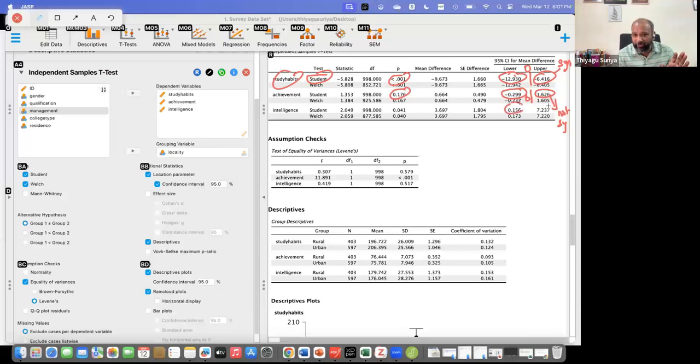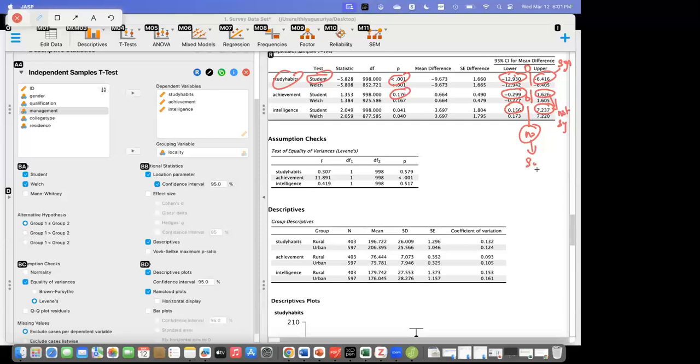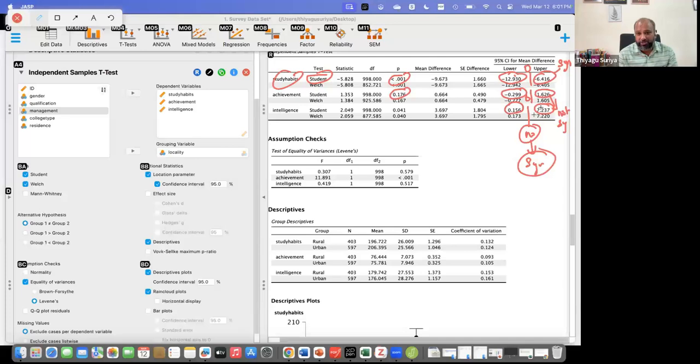Now you can see this. The lowest is 0.153, and the highest is 7. Whether 0 comes in between or not? No, there is no 0. Therefore, what is this called? It is significant. Even we can write the interpretation based on this also.